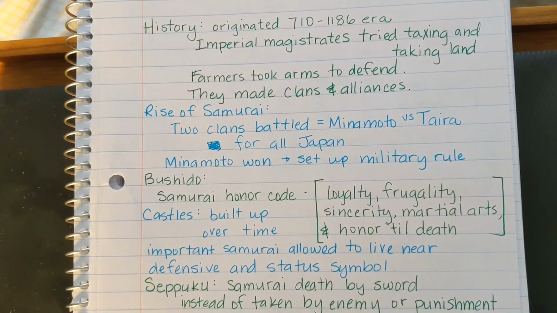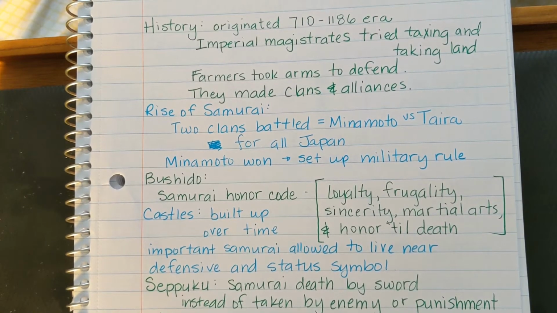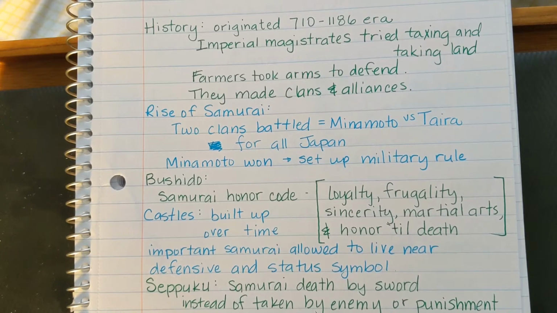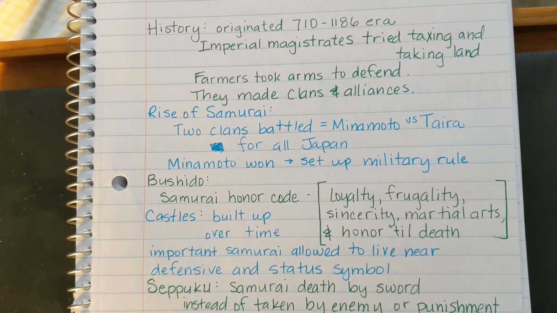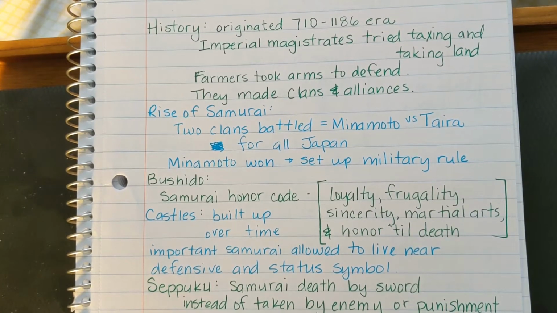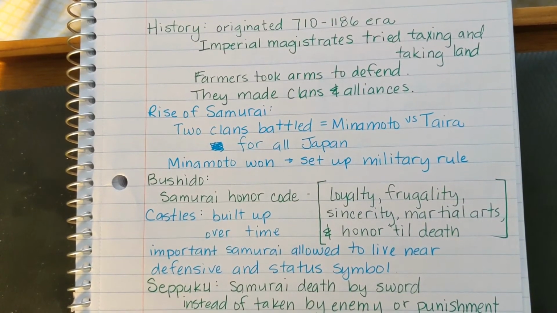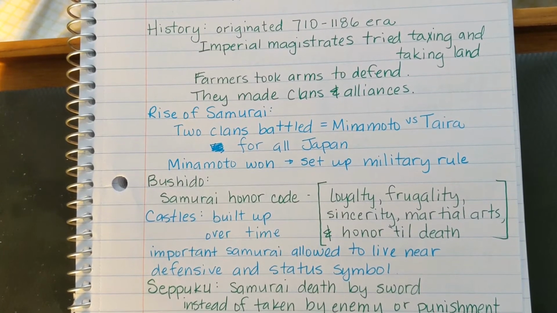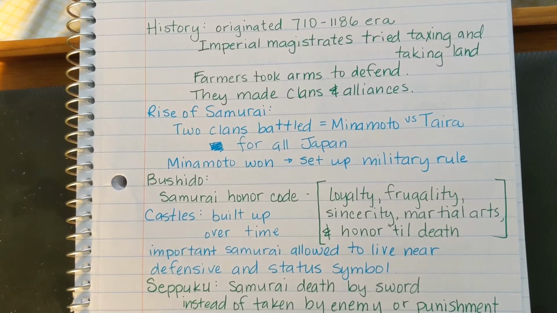The rise of the samurai, and of who reigned supreme. There were two clans that battled out. We got Minamoto and Taira. I should have learned pronunciation on some of these things. They battled basically to rule all of Japan. They were the two strongest clans. Minamoto won, and he set up military rule.